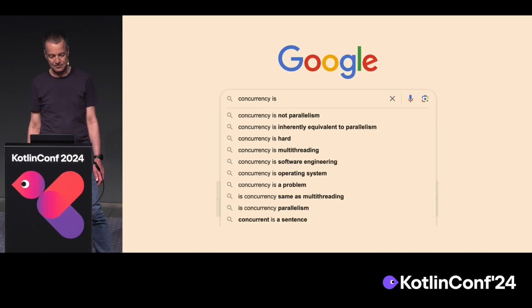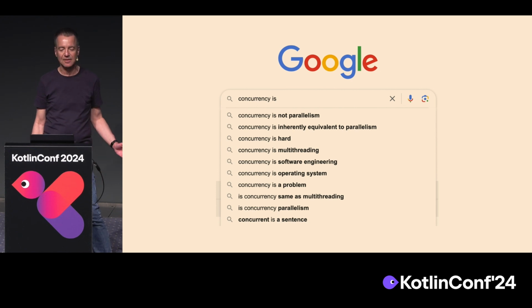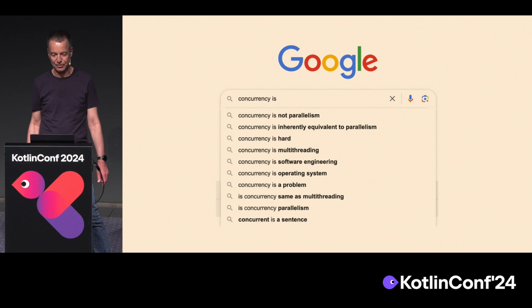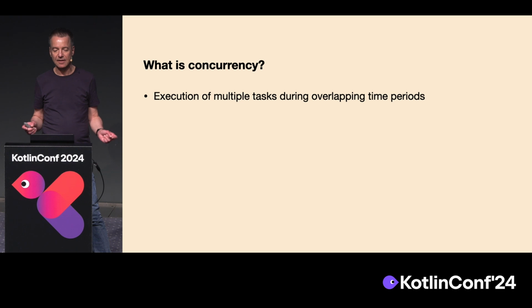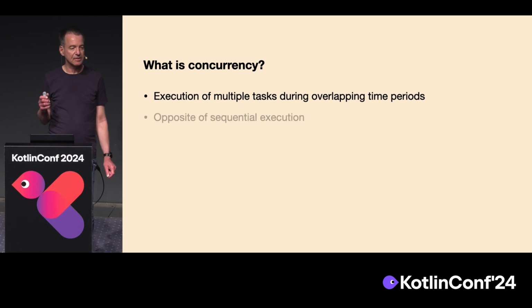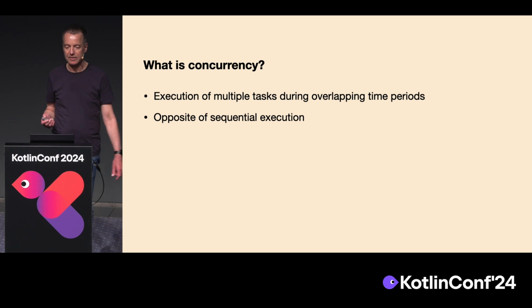If we ask, Google is not that sure. So there appears to be some confusion in terminology, so let's all get on the same page first. As I would see it, concurrency is the execution of multiple tasks during overlapping time periods. It's the opposite of sequential execution, and what do I mean by this?